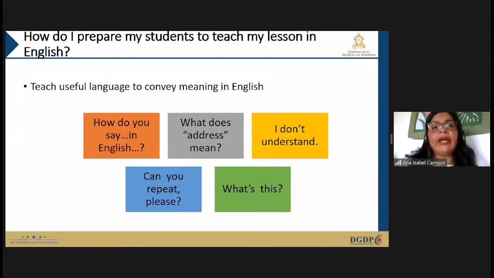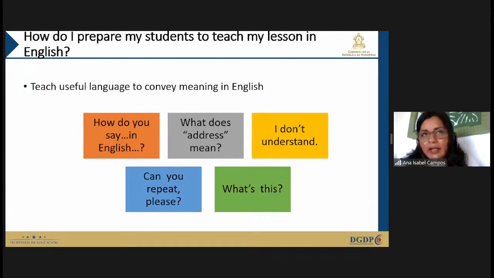How do I prepare my students to teach my lesson in English? All right, it's very nice, and that's also part of my experience. For me, I don't know if it happens for you too, but it's very disappointing if I enter an English classroom and I see the teacher speaking Spanish. And sometimes the teacher says, I do it because I think it's easier for me to teach. Sometimes the teacher says, I do it because my students are just beginners.